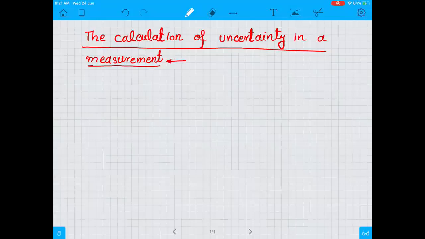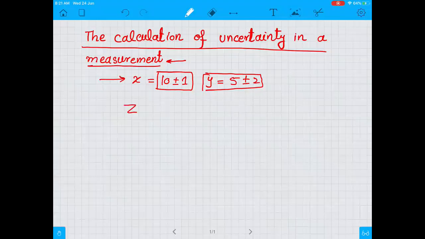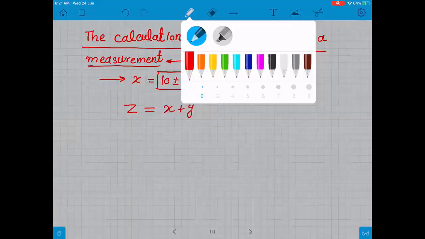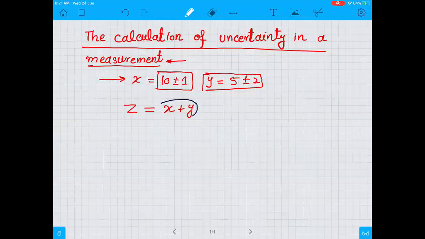Let's suppose you're given two numbers x and y. Number x is 10 plus minus 1 and number y is 5 plus minus 2. Let's suppose these are the values and uncertainties of x and y. Now you have to calculate another number z that is equal to x plus y. What is the method to calculate z?